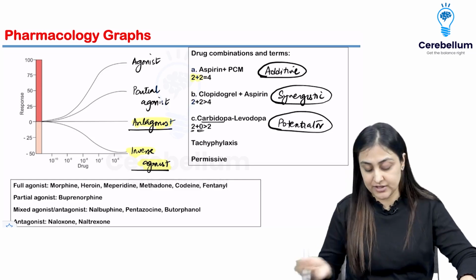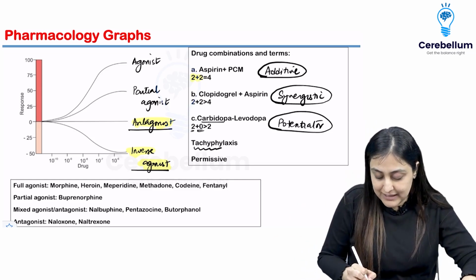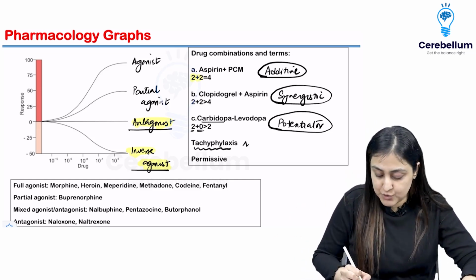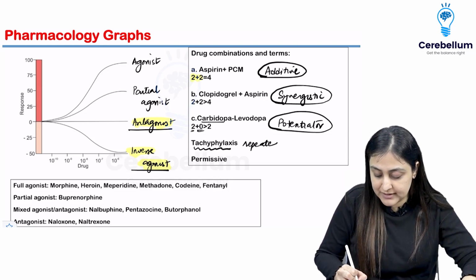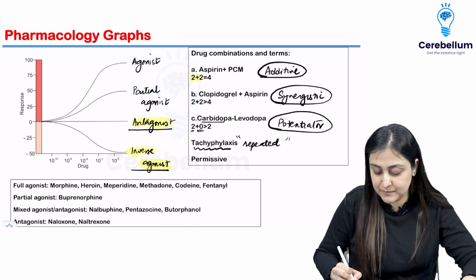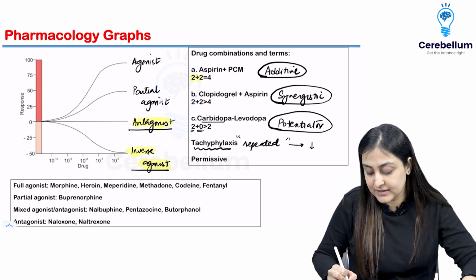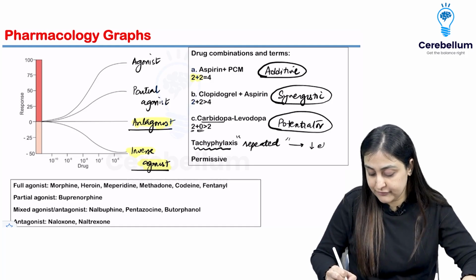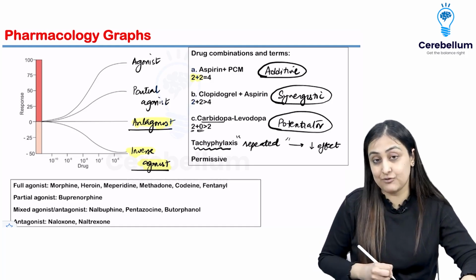So that's a potentiator. When we talk about tachyphylaxis, what does tachyphylaxis mean? You want to remember the buzzword here: repeated dosage. When you give something repeatedly, the effect reduces. All right, so the overall effect reduces. That is known as tachyphylaxis.